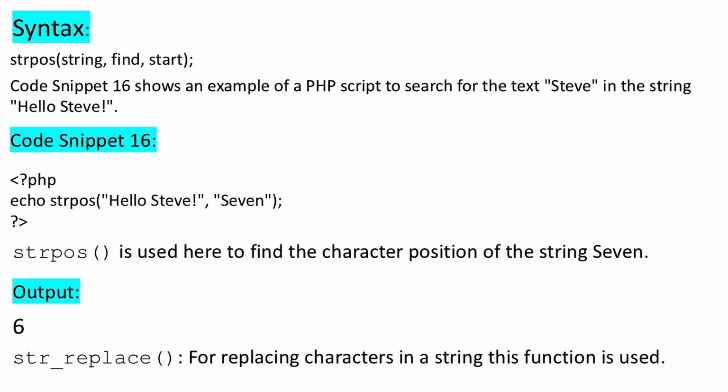The strpos function is very useful for finding whether a certain piece of text exists inside a string. If the text is found, it returns the position number, and if it isn't, the function returns false. For example, you can use strpos to check if an email address contains the at symbol, or to verify whether a specific word appears in a sentence. This function is often used in text processing, data validation, and search operations.